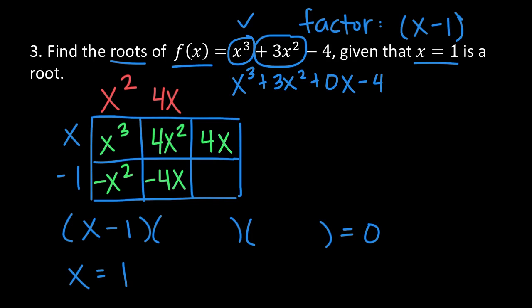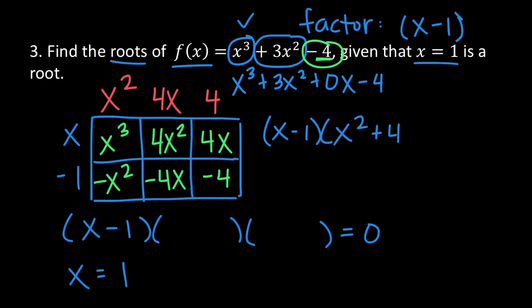So then on top, I'm going to put 4, because that's what you would multiply to x to get 4x. And then 4 times negative 1 is negative 4, and that's this last term here. So I'm just double checking I get this number at the end in my last box. Okay, so now I have x minus 1 times x squared plus 4x plus 4, and this can be factored.